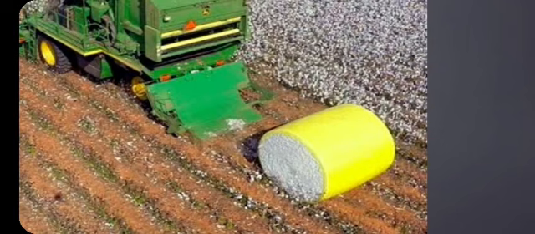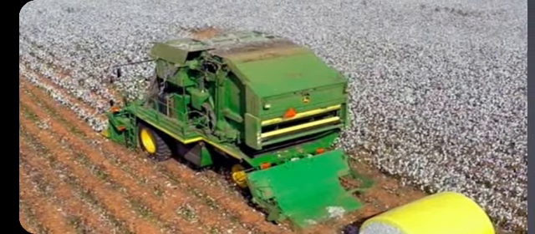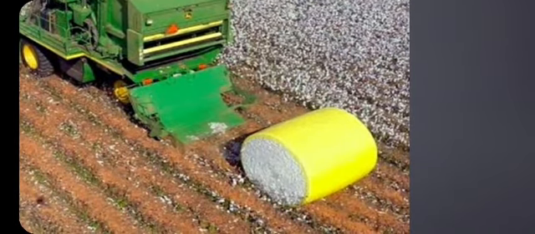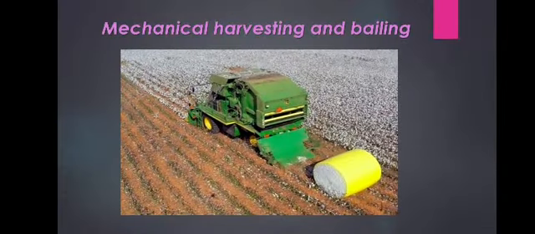The machine harvests the cotton plants from the front portion. The cotton plants are harvested, the cotton bolls are beaten, the lint, seeds and other impurities are removed, and it is made into a bale. This is a mechanical process completely driven by the machine.